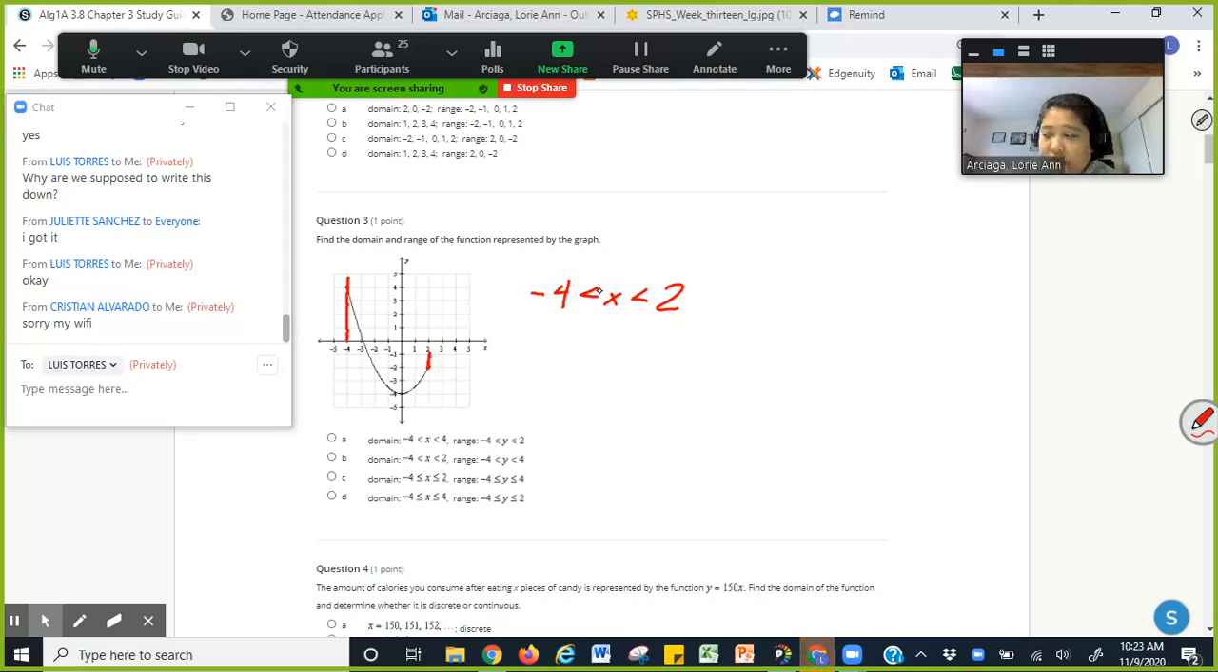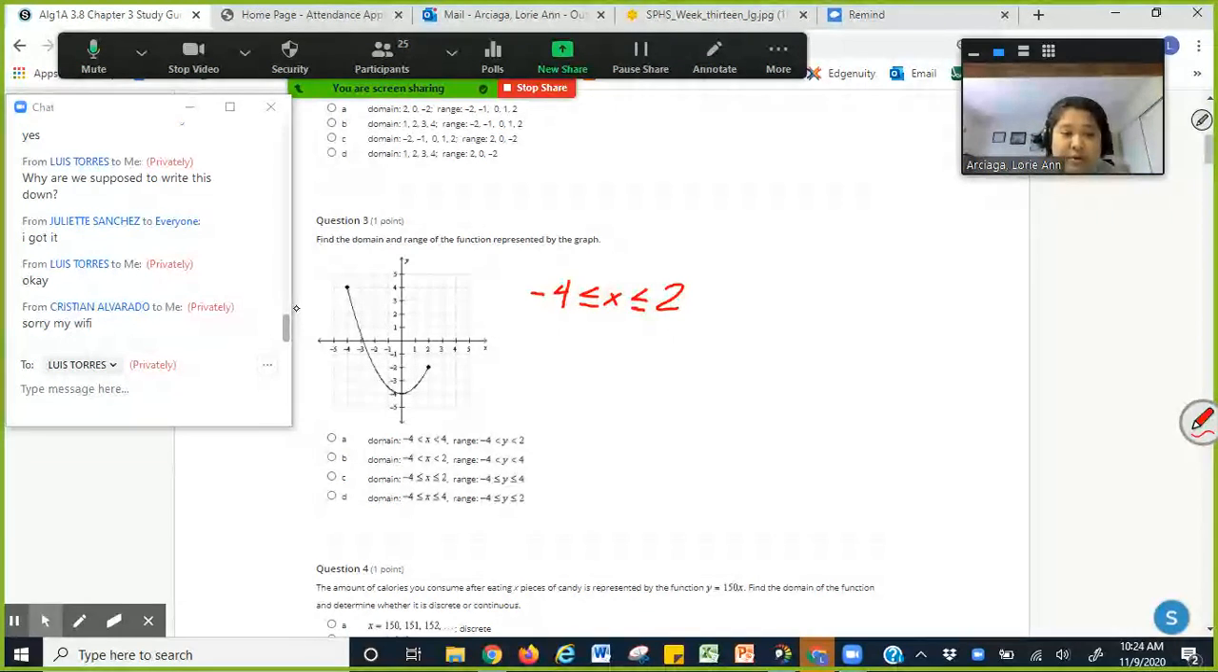So that means your x is between -4 and 2. Now we have to figure out whether it's going to be a solid with an equal sign, or if it's an open circle, so we don't put the bar underneath the equal symbol. Well, let's see. This is a solid dot, and that's also a solid dot. So that means we have to put the bar underneath our equal sign. There you go. So that's the domain.